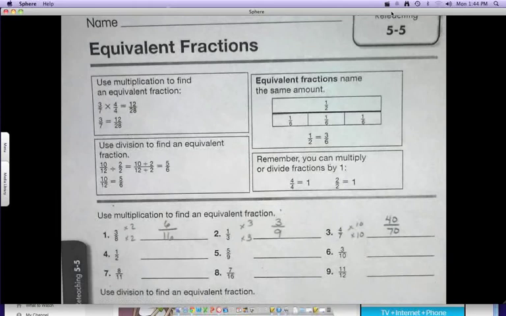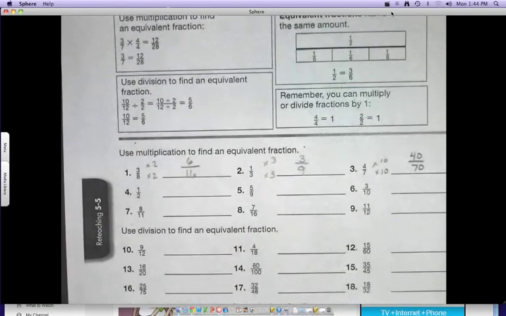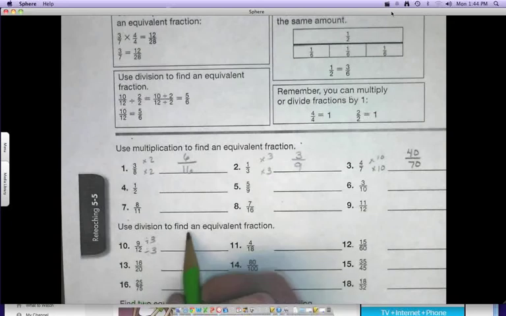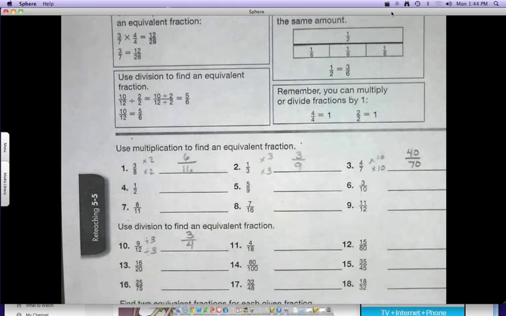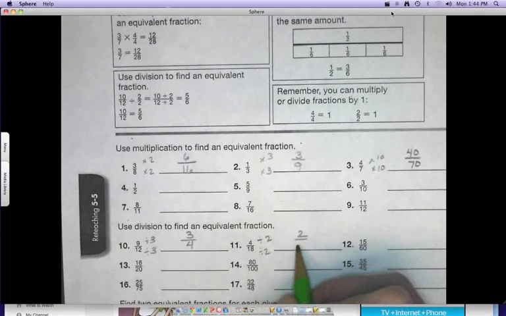I'm going to see if I can find one. Well, the next set here, 10 through 18, using division. I know that 3 goes into both 9 and 12, so I'm going to divide both by 3. So I end up with 3/4. And again, 3/4 is an equivalent fraction to 9/12. It's also in simplest form. 4/18, going to divide both by 2. So I end up with 2/9.